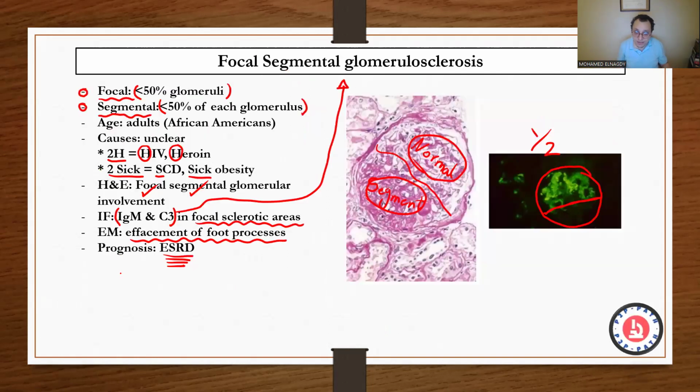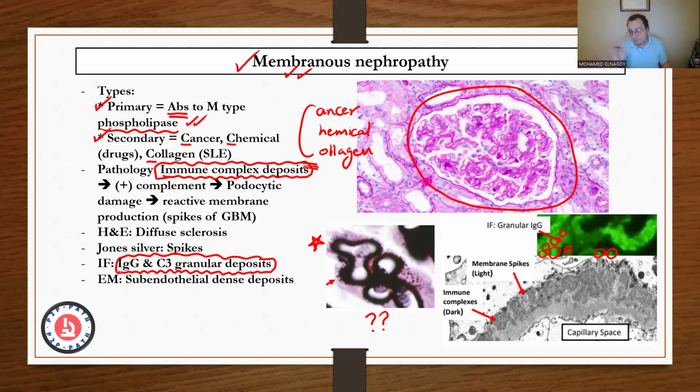And if it's IgM, it is focal segmental glomerulosclerosis. So focal segmental is IgM, membranous is IgG. I wish it was the opposite, right? Because IgM would make sense with membranous, M with an M, but I'm a little unlucky in this. So it's IgG, granular deposits, membranous nephropathy. IgG and C3 granular deposits on immunofluorescence.